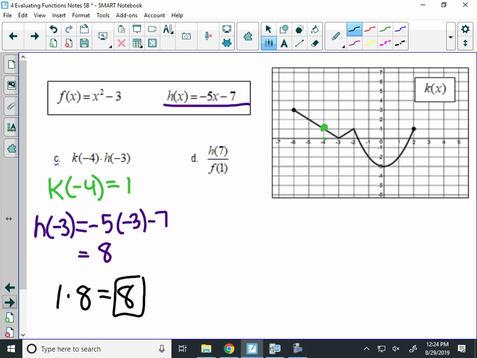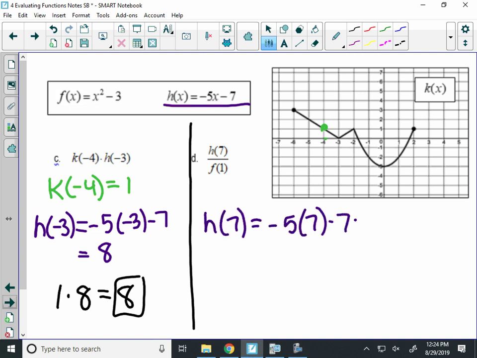Now we have a quotient. This should all be pretty simple arithmetic if you can do function notation so far. So h of 7 is that function on the right again. So what do we get when we put 7 into that function? It's just that simplified of these.